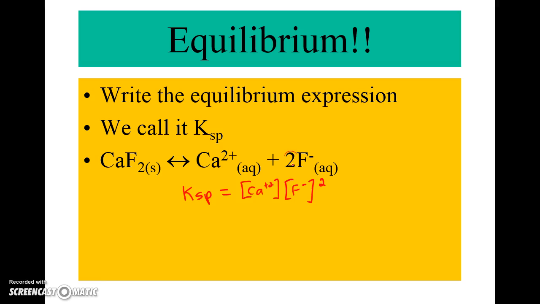But for any KSP problem, there is no denominator. Remember, when we write a K expression, we can only include things that are aqueous or gaseous because their concentrations can change. We cannot include solids or liquids, okay? And since CaF2, and for every KSP problem, your reactant here is going to be a solid, it's not going to be included, so we're not going to have a denominator.